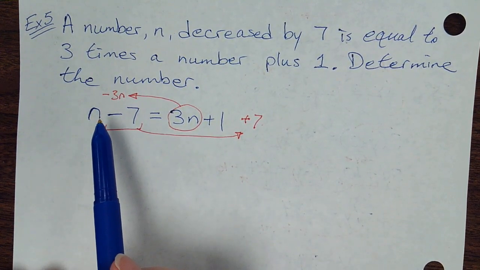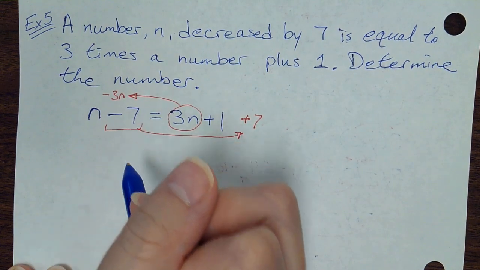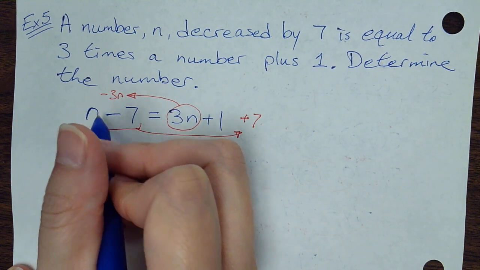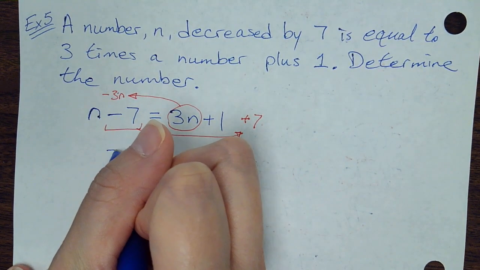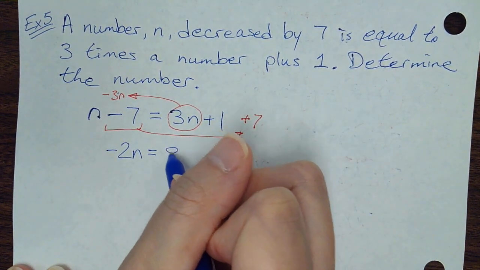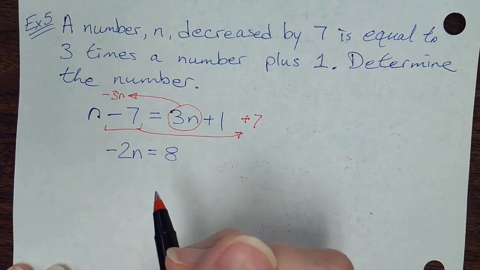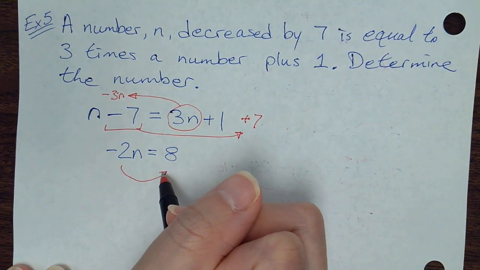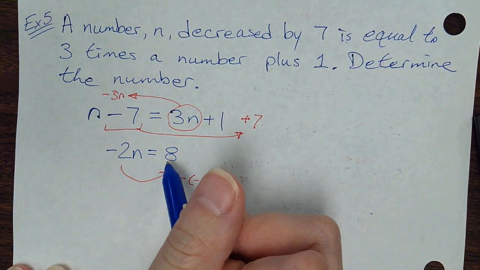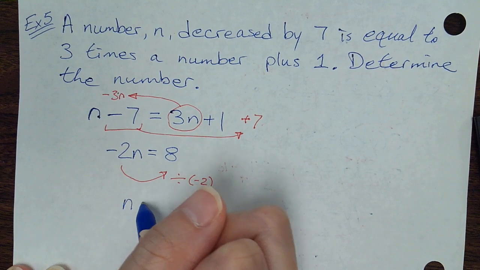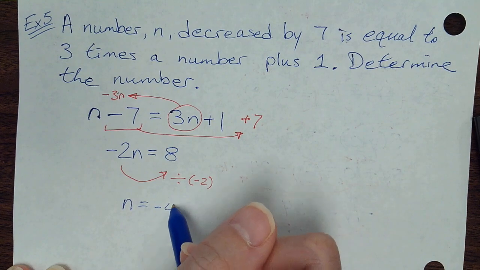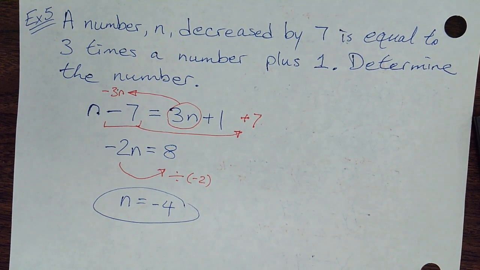Dante, finish this up for me. n minus 3n is -2n. And 1 plus 7 is 8. Last step. Miriam, what's my last step? Divide. Good. So 8 divided by -2. You get a final answer of -4.